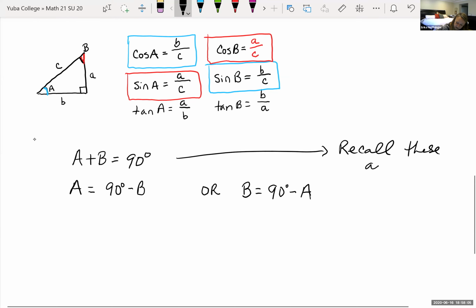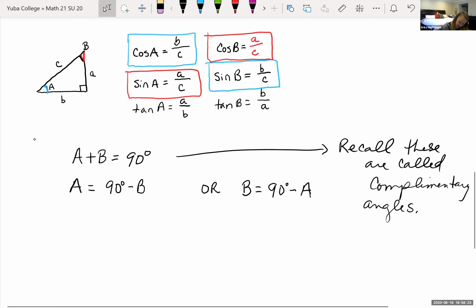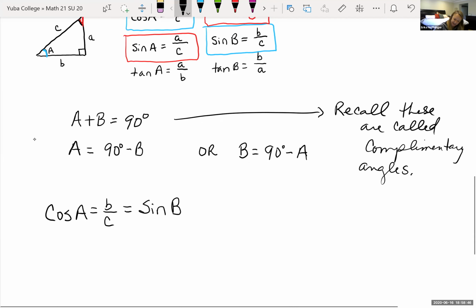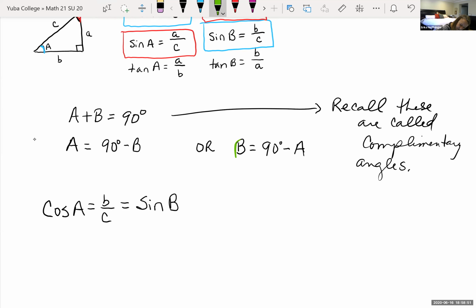These are called complementary angles. So this cosine of A up here, which, as we said, was B over C, that ratio of sides, is equal to sine of angle B. Well, we just said that B could be written as 90 minus A. So I'm just going to go back in here and rewrite B with 90 minus A. So cosine of angle A is equal to the same thing, sine of angle B, which is 90 minus A.